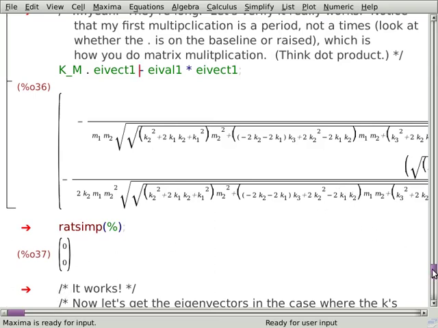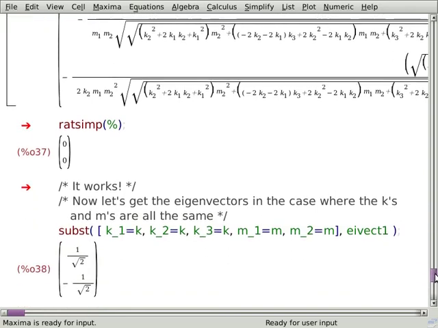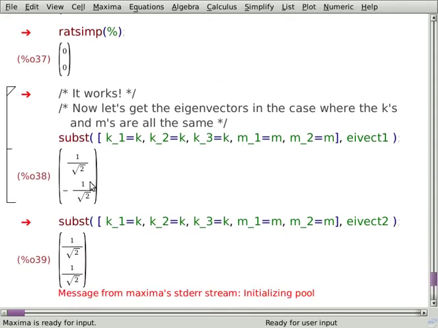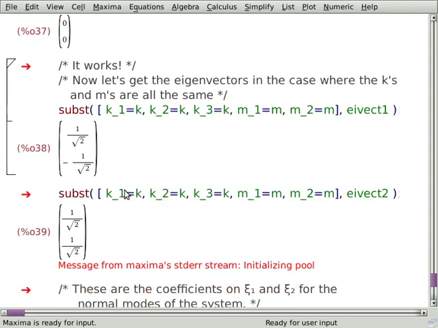And now let's do the same thing we did for the eigenvalues. We will substitute in our simplified k's. And we've already assumed above that K and M are both positive. And here we get our eigenvectors, 1 over root 2, minus 1 over root 2, and 1 over root 2, 1 over root 2. Now, Taylor, I think, got 1, minus 1 and 1, 1. Since I asked for the unit eigenvectors, that's why I got these. These are normalized, right?